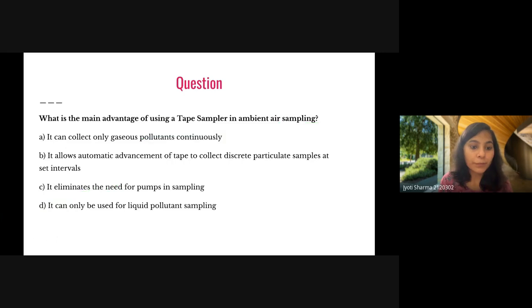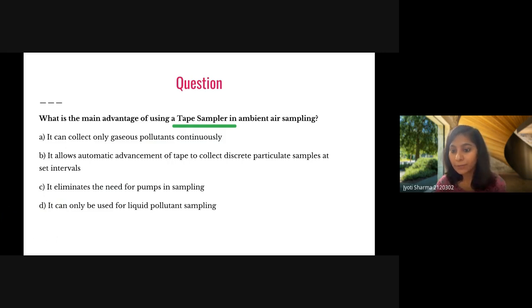Okay, so coming to the next question. The next method by which we can collect the particulate matter is tape sampler. And you have to tell me the main advantage of using tape sampler in ambient air sampling. Again, we do have four options here. It can collect only gaseous pollutant continuously. It allows automatic advancement of tape to collect discrete particulate sample at set interval. It eliminates the need for pumps in sampling. It can only be used for liquid pollutant sampling.